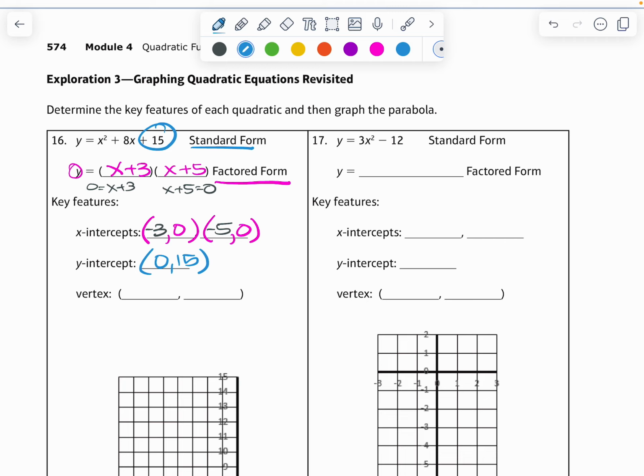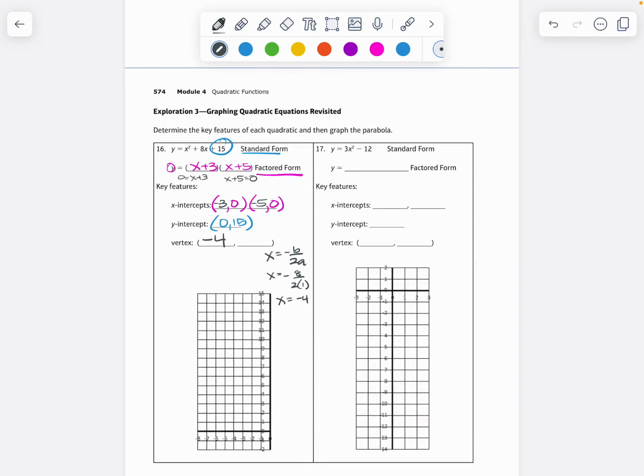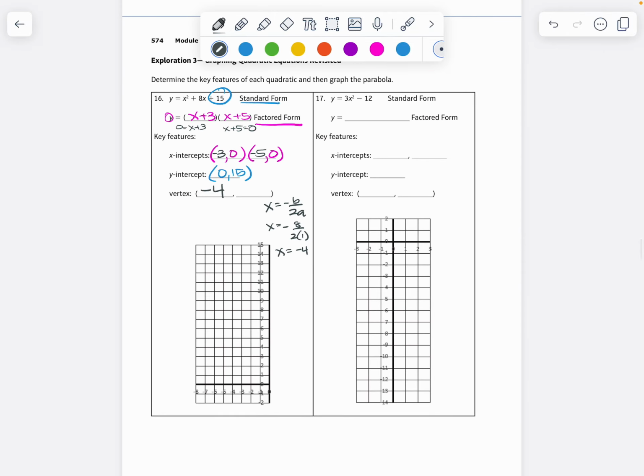All right, and oh my gosh, I don't know what my vertex is. Well, you could graph it. You could also use this on your standard form, couldn't we? X equals negative b over 2 times a. So my line of symmetry is negative 4. So I know that's negative 4. We could plug that in. Let's take a look when we graph it. All right, this is putting it all together.